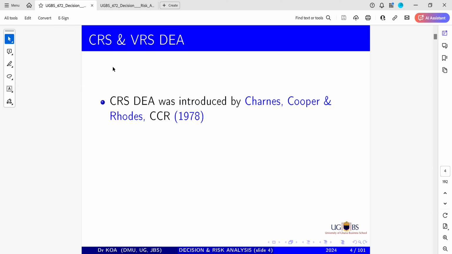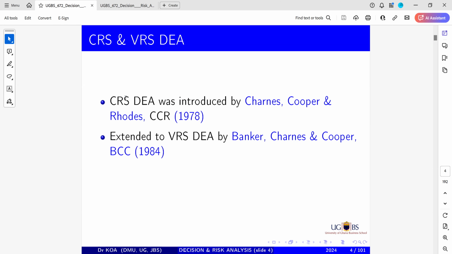First, I'm sure you guys know that CRS stands for constant returns to scale, and VRS stands for variable returns to scale. We will dig deeper into them when we come to returns to scale. But constant returns to scale was introduced by Charnes, Cooper and their PhD student, Rhodes. Then when Rhodes was out of the scene, Banker joined the scene, and they extended it. Banker is a very powerful management scientist and mathematician. They introduced the variable returns to scale. I think we've discussed this before, haven't we?